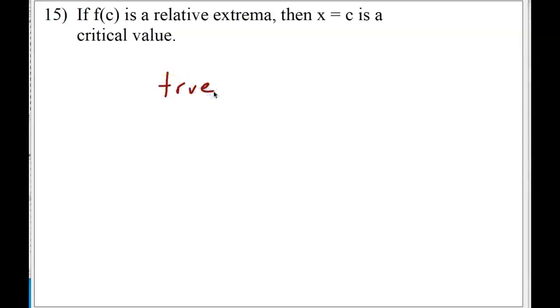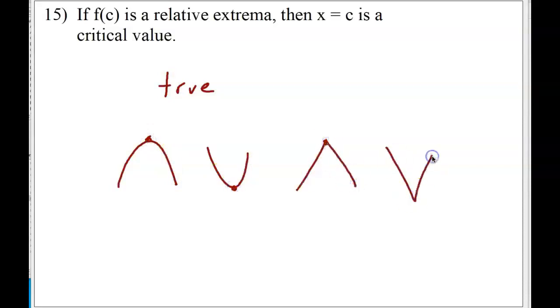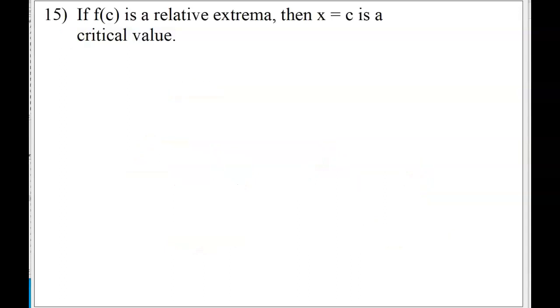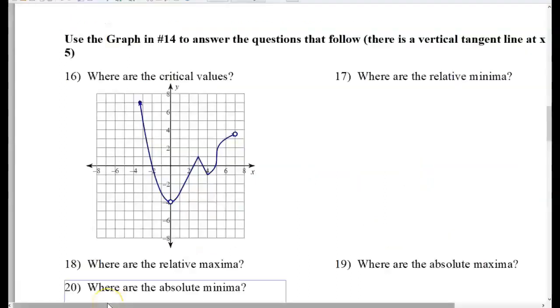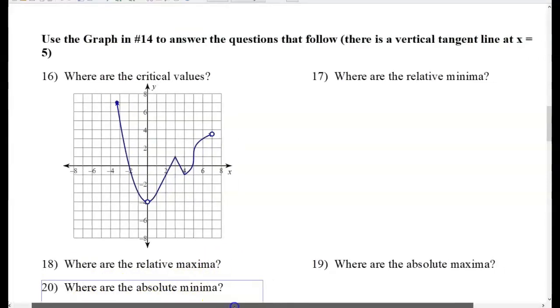Anytime you have a relative extrema, it's either like this, or like this, or like this, and in all of those cases, either the derivative is 0 or the derivative is undefined. So this statement is not biconditional. It's true this way, but it's not true backwards, as we saw in number 4. So if it's a relative extrema, it is a critical value, but if it's a critical value, it may not be a relative extrema.